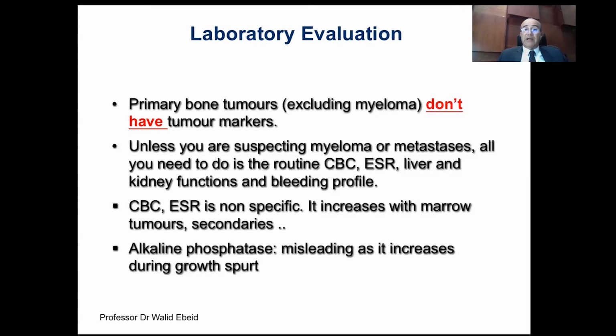The next step would be doing lab tests. So are lab tests necessary when you're evaluating a primary bone tumor? Actually, they're not. They're only of value when you're suspecting a myeloma or metastasis. There are no tumor markers for osteosarcoma or chondrosarcoma or Ewing sarcoma. There is no need to order them unless you're suspecting myeloma or metastasis. Moreover, the CBC and ESR are not specific. You can't say this patient has a high ESR and hence he has a bone tumor or he hasn't. Alkaline phosphatase as well might be high, but it might be high due to other reasons. So these are very non-specific tests.